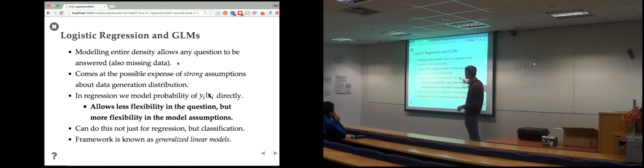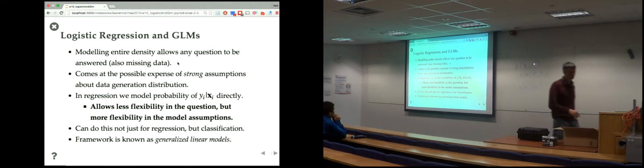And actually doing it that way around is sometimes better than trying to deal with missing data in a naive Bayes framework. But it gives you much more flexibility in the model assumptions. And you don't have to just do this for regression, you can do it for classification. And as I said, the framework is known as generalized linear models.